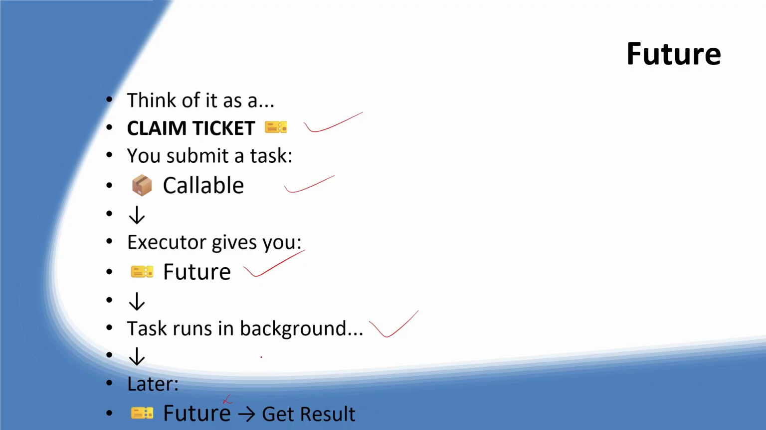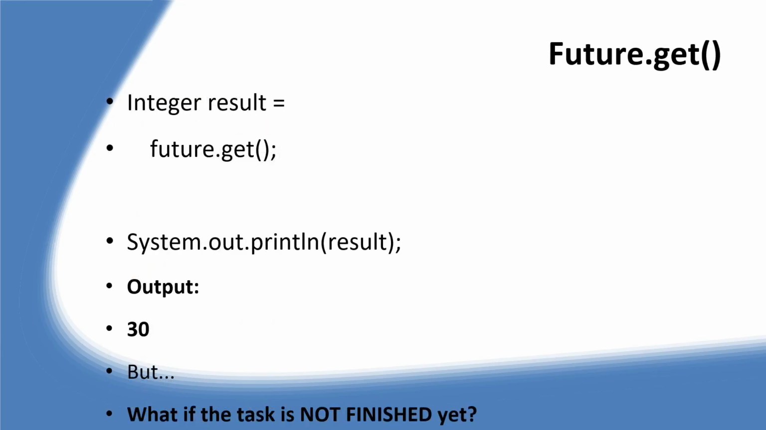So how do we actually get the result? That is the question. We get the actual result from the Future using the get method. So we call get on the Future, future.get, and then we get the result. If the task has completed successfully, get will return the result. In the previous example, we returned 10 plus 20 as an integer, so it will return 30 as the output.